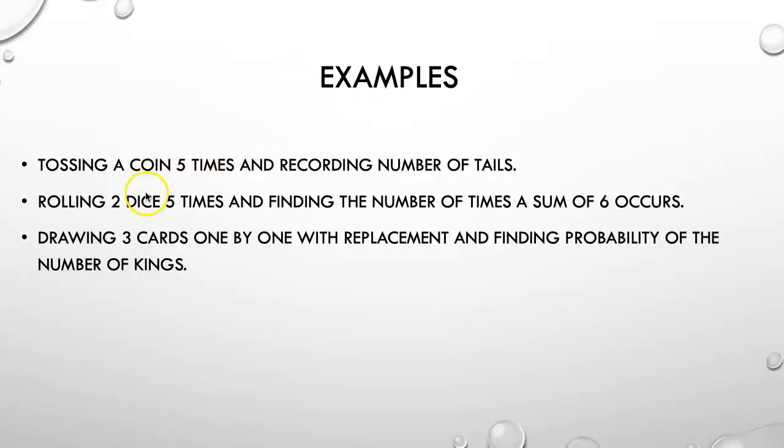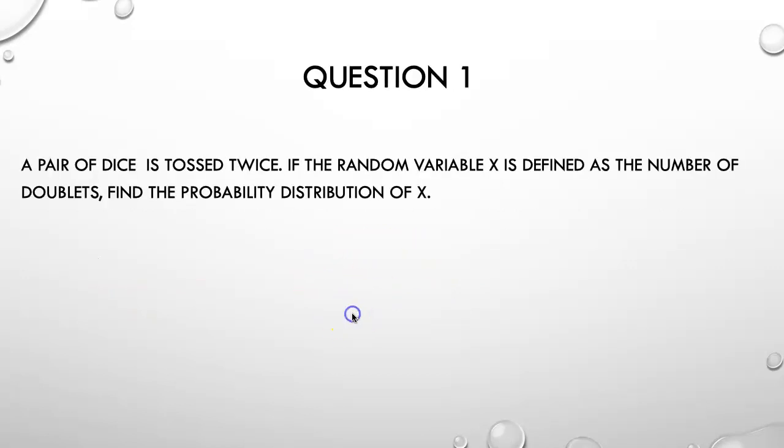For example, tossing a coin 5 times and recording the number of tails, or rolling 2 dice 5 times and finding the number of times a sum of 6 occurs, or drawing 3 cards one by one with replacement and finding the probability of the number of kings. So when we see that word with replacement, it means it is binomial distribution.